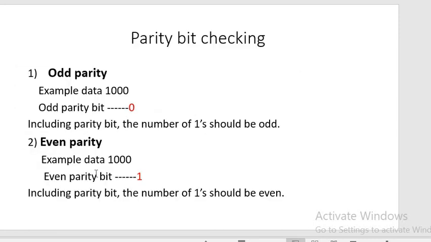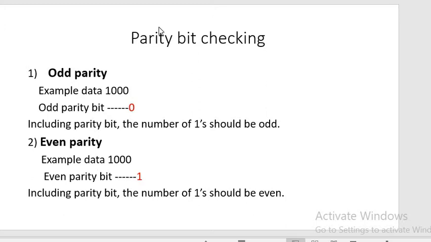Okay. The way to find out the error is, along with our data, we have to send one extra bit, called the parity bit. There are two types of parity, odd parity and even parity. In my example, I will explain what an odd parity is and what an even parity is, and what extra bit I have to send along with my data.